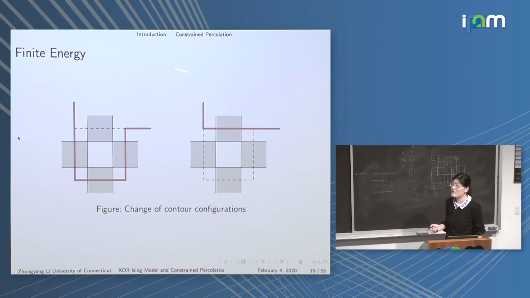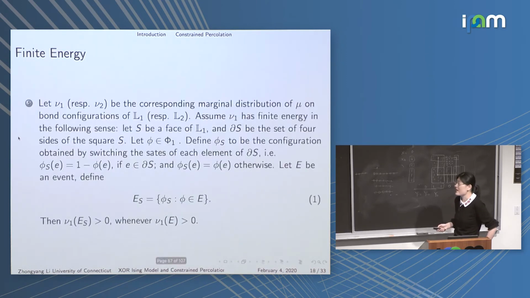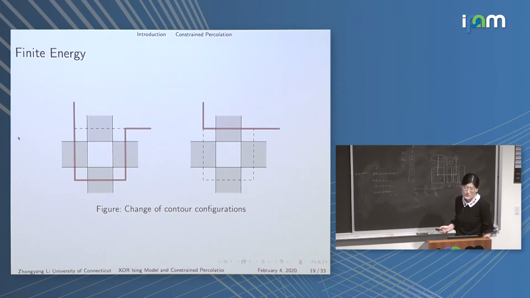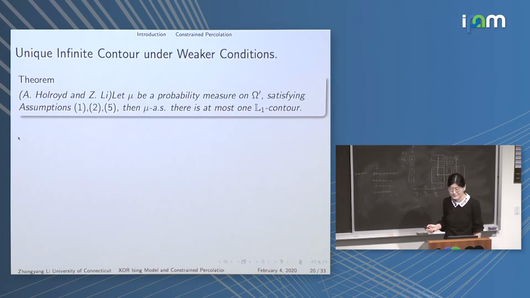Basically, we consider the marginal distribution of the L1 contours and L2 contours, and for each phase, what we are going to do is change every present edge to absent and change every absent edge to present. For each fixed single phase, if we do that, for any event, if this event has strictly positive probability before, then after we do that, this event also has strictly positive probability. This is called finite energy. If we further assume the finite energy assumption, that is, weak translation invariance, weak ergodicity, and finite energy, we can show that in a constraint percolation model, there is at most one infinite L1 contour.